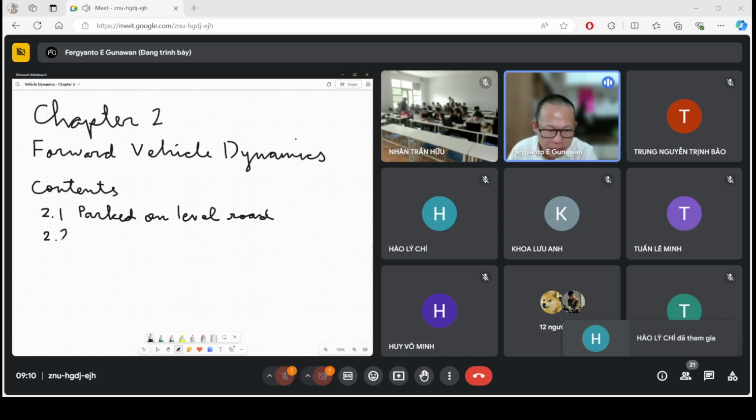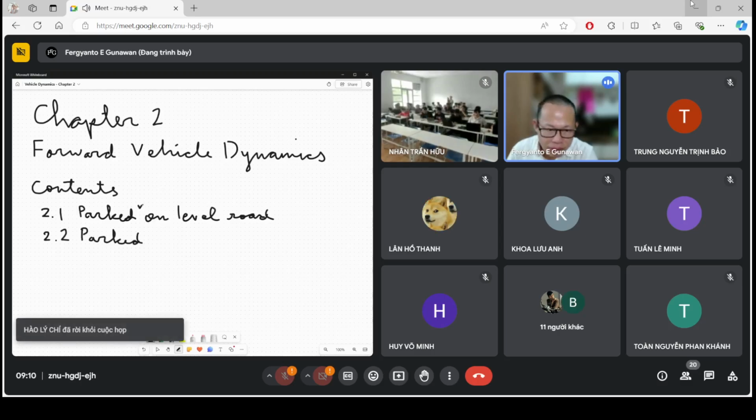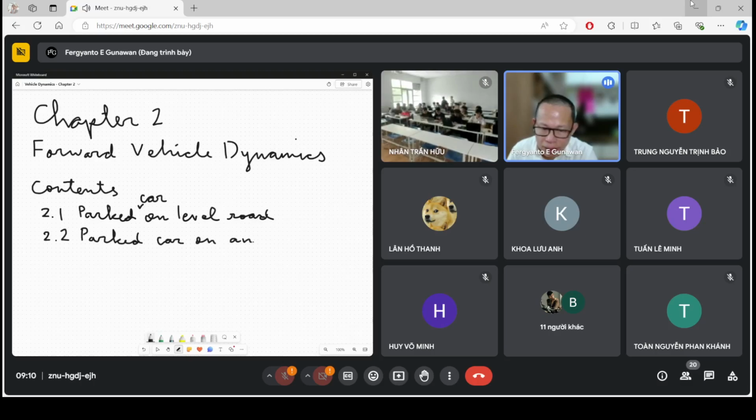That is the first part, and the second part we are going to discuss is a parked car on an incline, on the incline road.